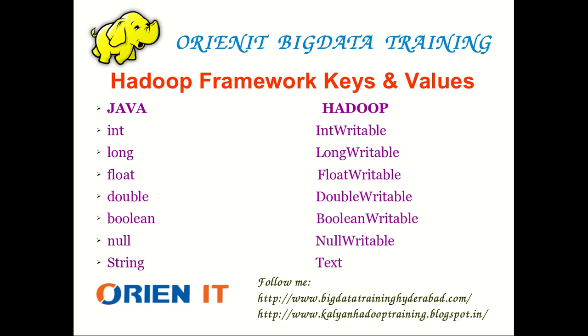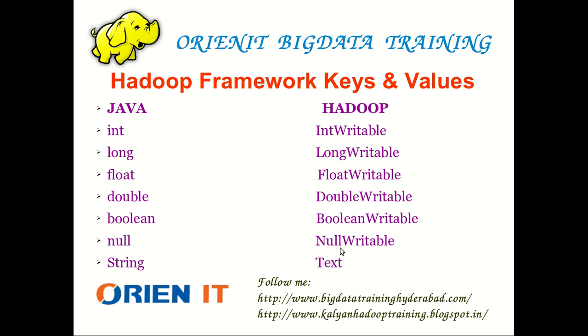Okay. So today I am just telling you the basics we have noted here. There are primitive data types in Java, and we have corresponding data types in Hadoop. I am just mentioning them here. With the help of these, we have to go for writing the MapReduce program. So what are the things we have to write?